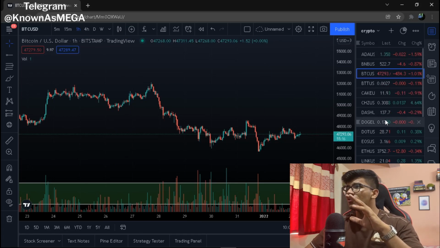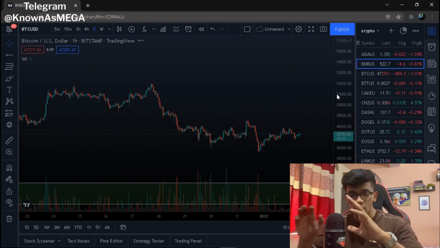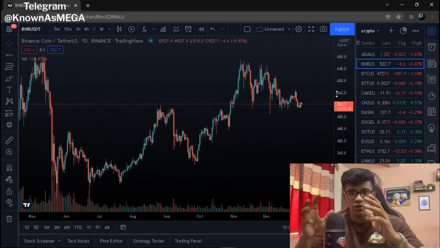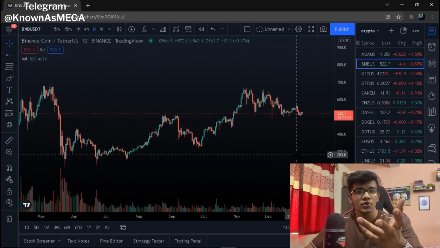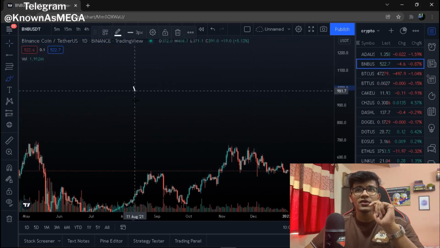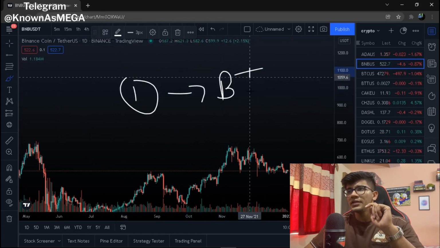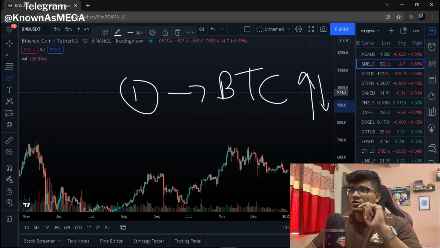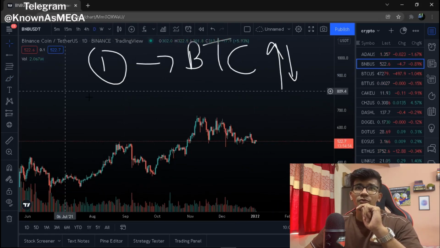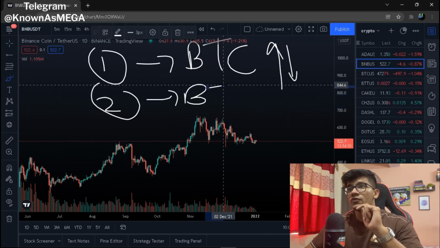So what you have to do is find out what crypto is already strong, and what crypto is going to be the best for selecting your trade. Now there are going to be two types of cryptos that you are going to come across. The first type is the crypto that follows BTC. If BTC is going to pump, it's going to pump as well, and if BTC is going to dump, it's going to dump as well. The second type of crypto is one that moves on its own. It does not care where BTC goes.